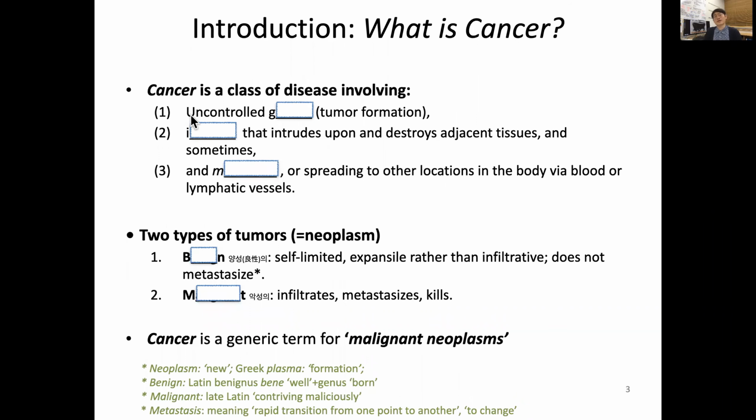So what is cancer? Cancer is a generic term, a class of diseases. It's not a single specific disease. And it has three characteristics. First is uncontrolled or unregulated growth. The cells keep proliferating, and it makes a mess, which we call a tumor. So tumor formation is the first important characteristic of cancer.